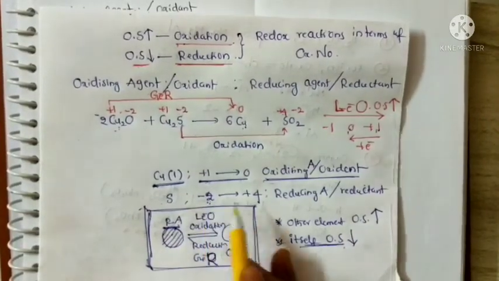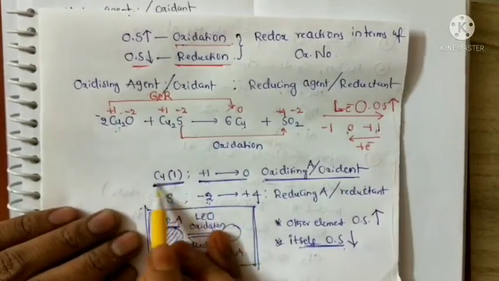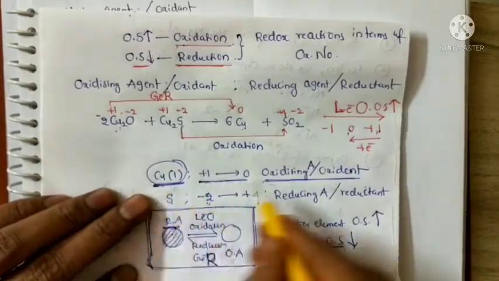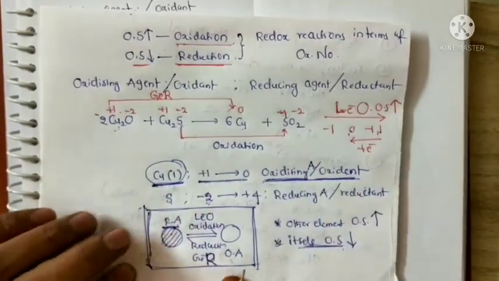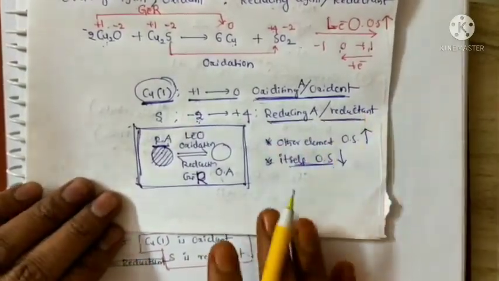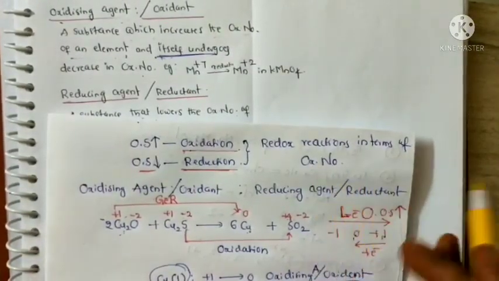So -2 to +4: the sulfur oxidation state is increased by the copper +1 ions. That's why copper +1 ions act as an oxidizing agent or oxidant, and the sulfur acts as a reducing agent or reductant. So this is the information about redox reactions in terms of oxidation number.